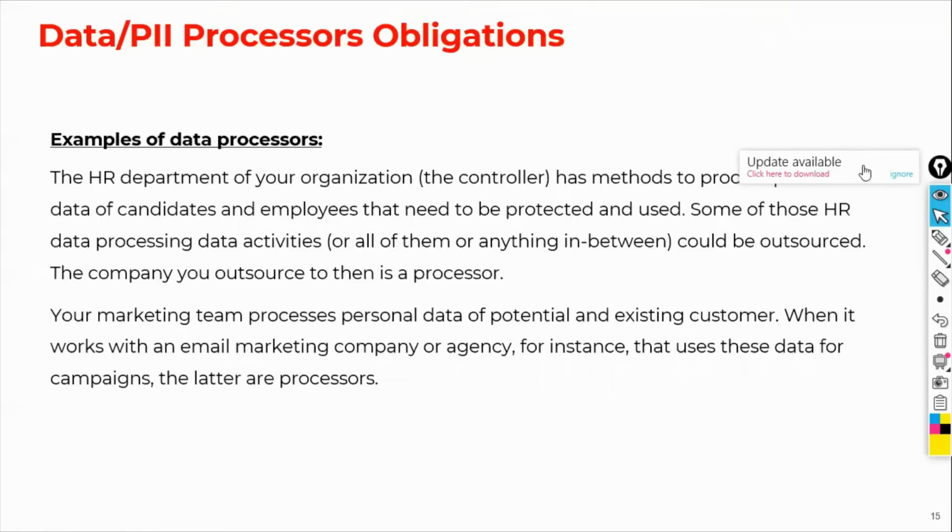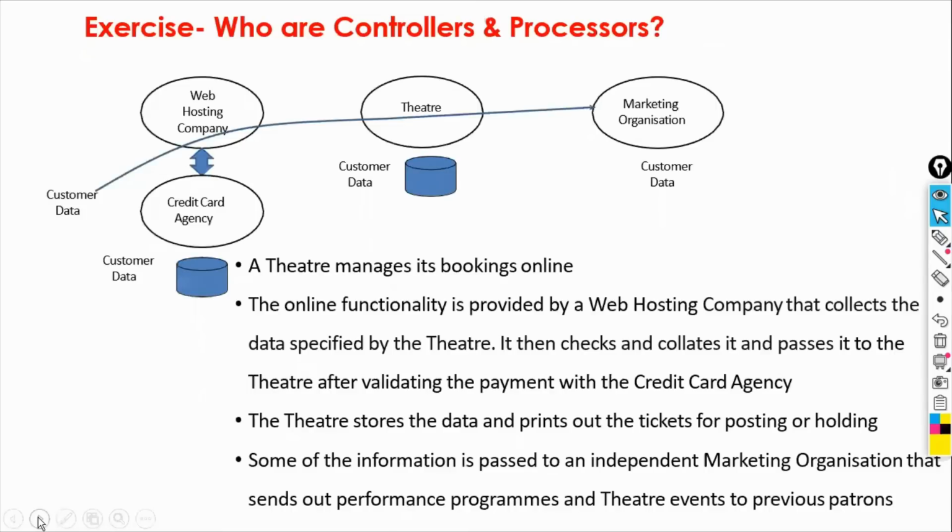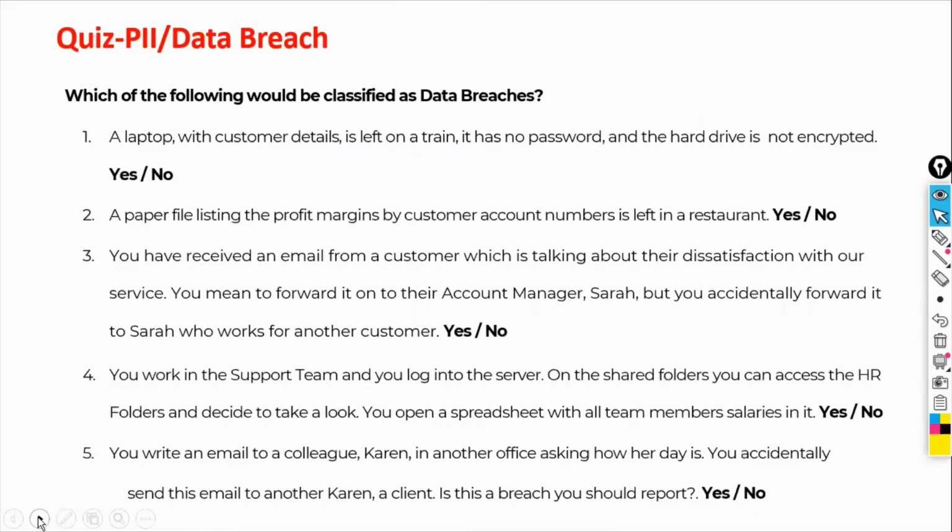Now let's take an example. The HR department of your organization has methods to process the personal data of candidates and employees that need to be protected and used, because here the HR department is directly collecting the data. The HR department of the organization would be the data controller. Some of those HR data processing activities, all of them or anything in between, could be outsourced. The company you outsource the data to would be called the data processor. So from here you can directly understand what the data processor and the data controller are.